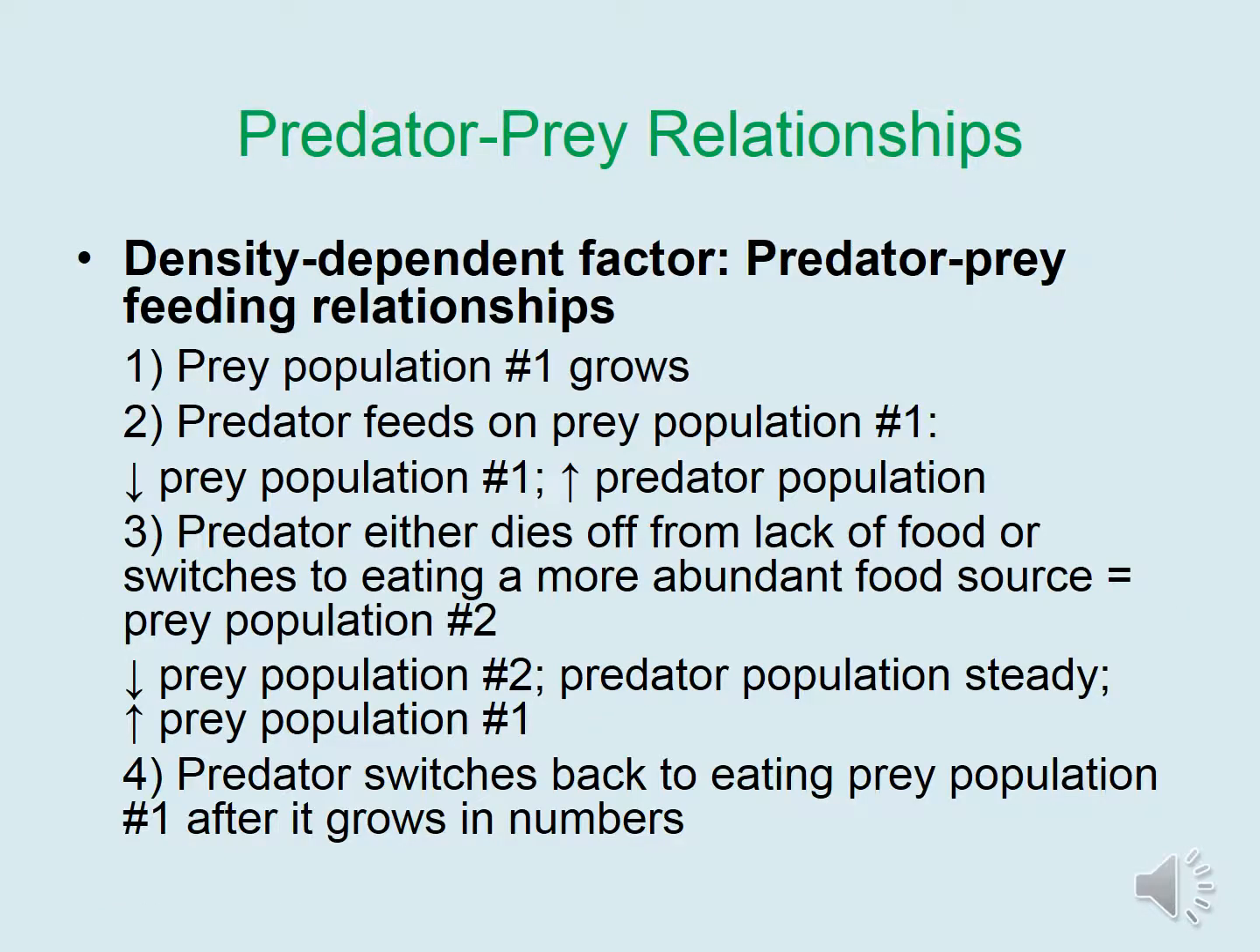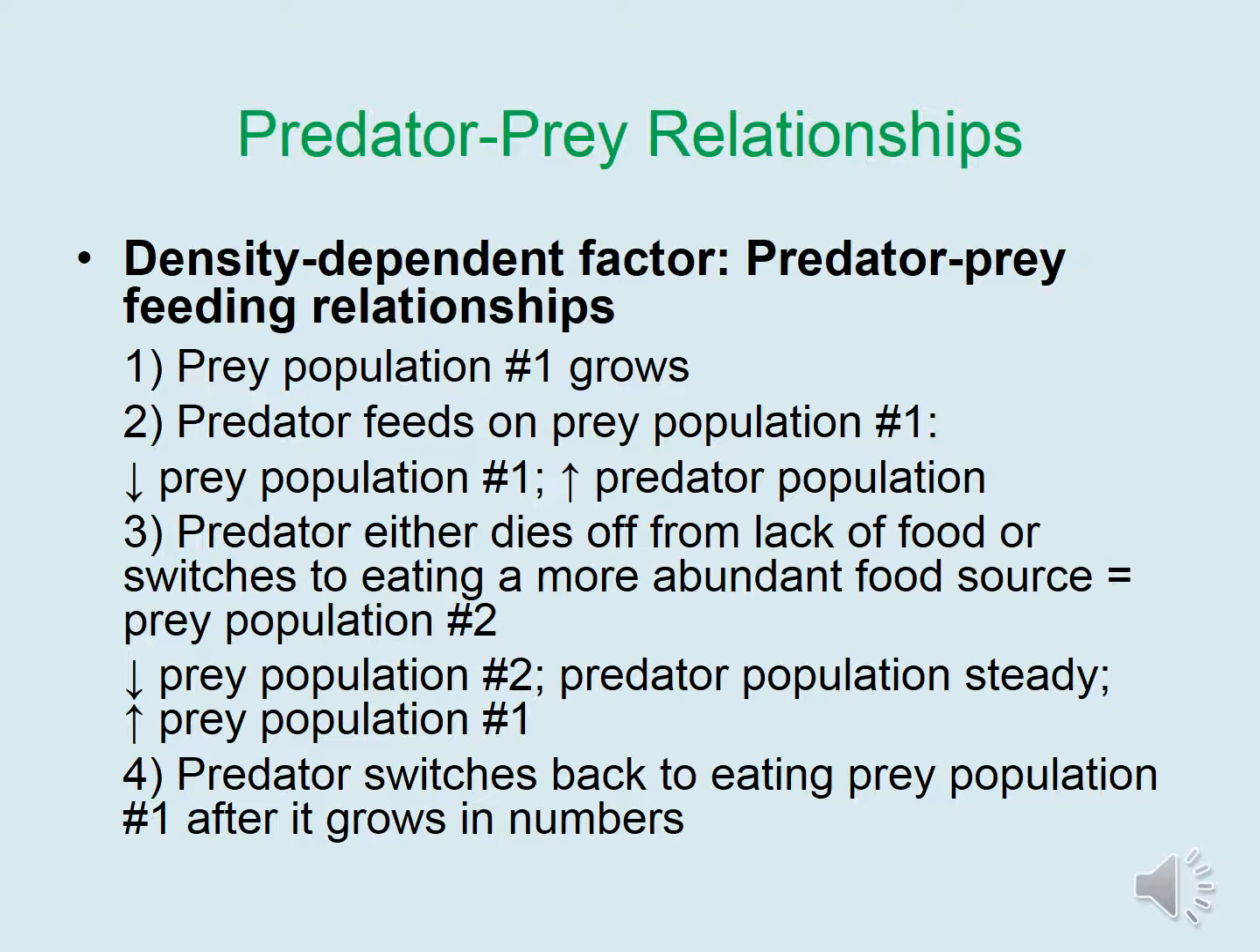Let's explore the density-dependent factor of predation a little further to understand how its effectiveness increases as the number of organisms in a certain area also increases. Let's say there's a certain prey population, number 1, that's able to grow because it's not being fed upon by a predator. Once the numbers reach a certain height, they become easy to find for the predator, so the predator begins to feed on prey population number 1, causing the prey population to go down and the predator population to go up.